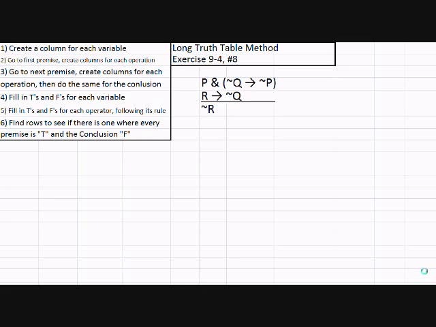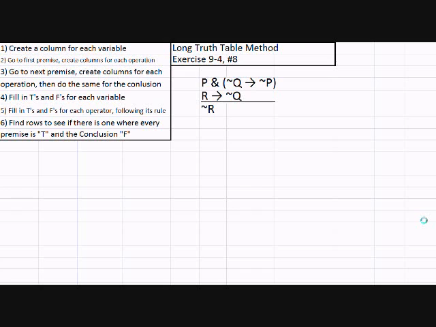Hello class, this is our second video on chapter 9. What we're going to be doing in this video is going through the long truth table method. I've chosen as our example from the textbook exercise 9.4 question number 8, which appears on page 321.